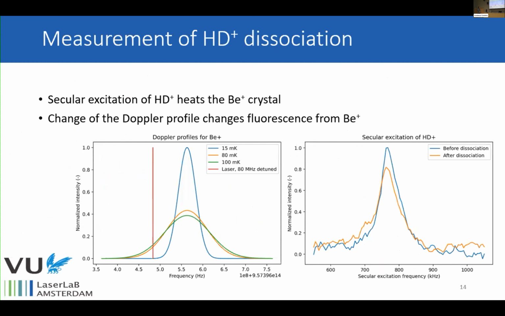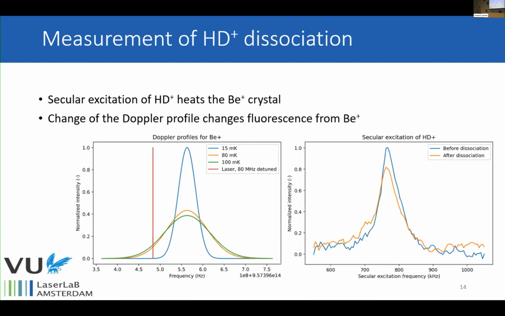So how do we actually measure this dissociation? Because we cannot see the HD+. We can only see the fluorescence from the beryllium. So what we do is we use secular excitation of HD+ to heat the beryllium crystal. So here you can see the Doppler profiles for beryllium. Normally we're at around 50 millikelvin. Then we have this Doppler profile.